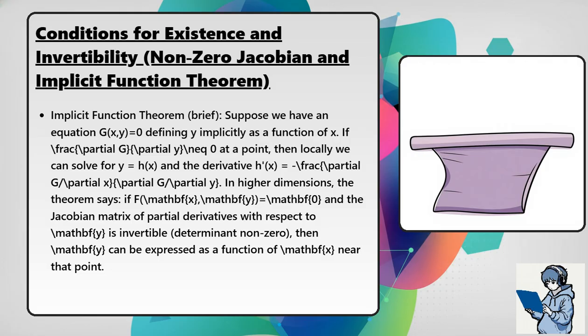the theorem says, if f of x and y equals 0 and the Jacobian matrix of partial derivatives with respect to y is invertible, determinant non-zero, then y can be expressed as a function of x near that point.